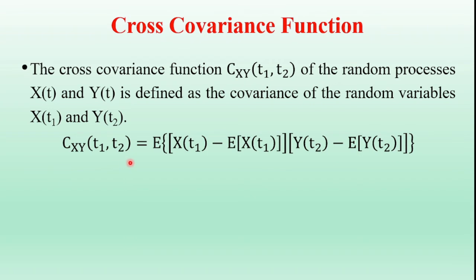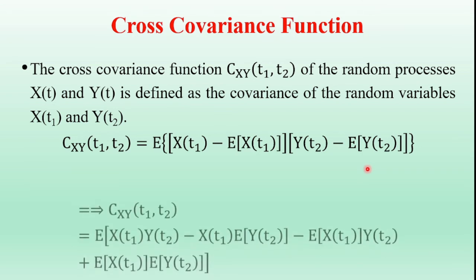C_XY(t1, t2) is equal to the expectation of [X(t1) minus E[X(t1)]] into [Y(t2) minus E[Y(t2)]]. So on the RHS, multiplying the two terms within the brackets, we have four terms. That are X(t1) into Y(t2), minus X(t1) into E[Y(t2)], minus E[X(t1)] into Y(t2), and minus into minus plus E[X(t1)] into E[Y(t2)].